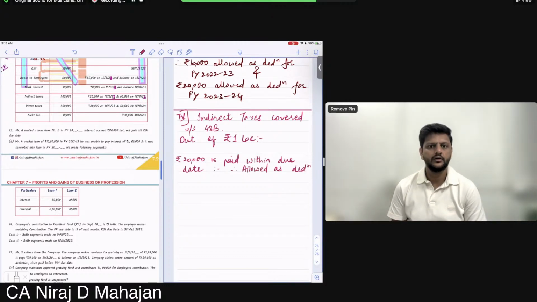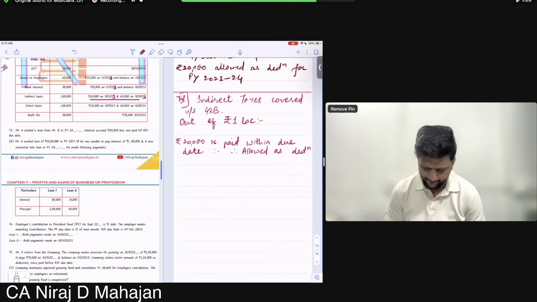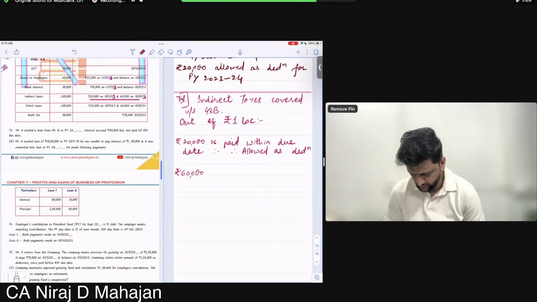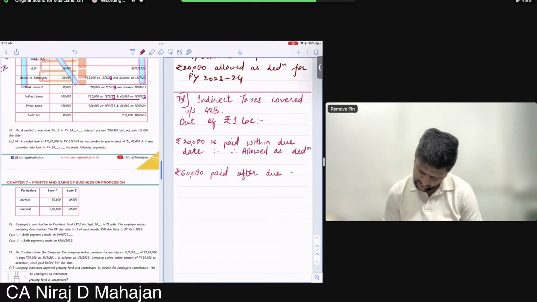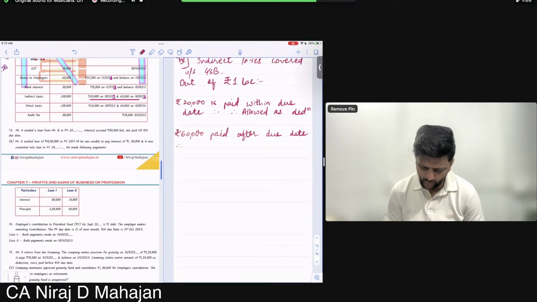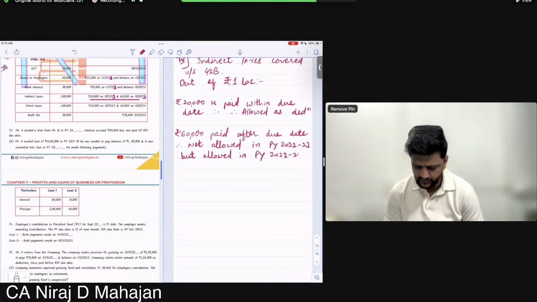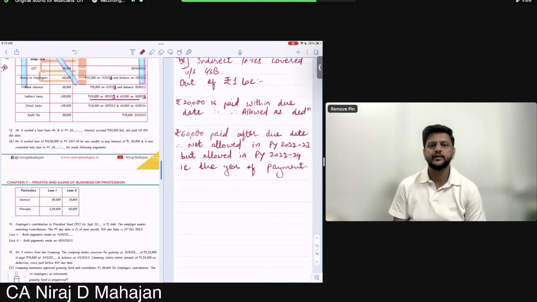Rupees 60,000 paid after due date. Therefore not allowed in current year, or I'll write on the year also, not allowed in PY 22-23, but allowed in which PY? 23-24, that is the year of payment. Yes, still here?